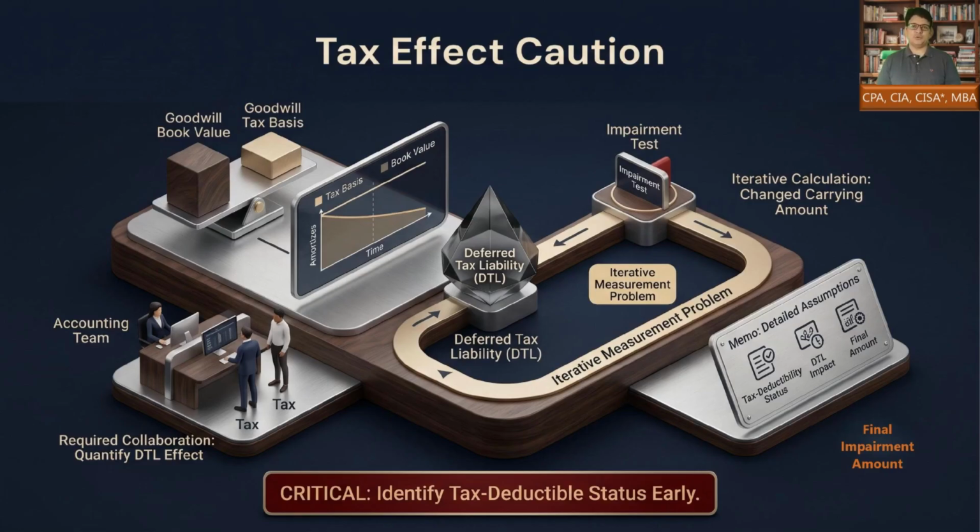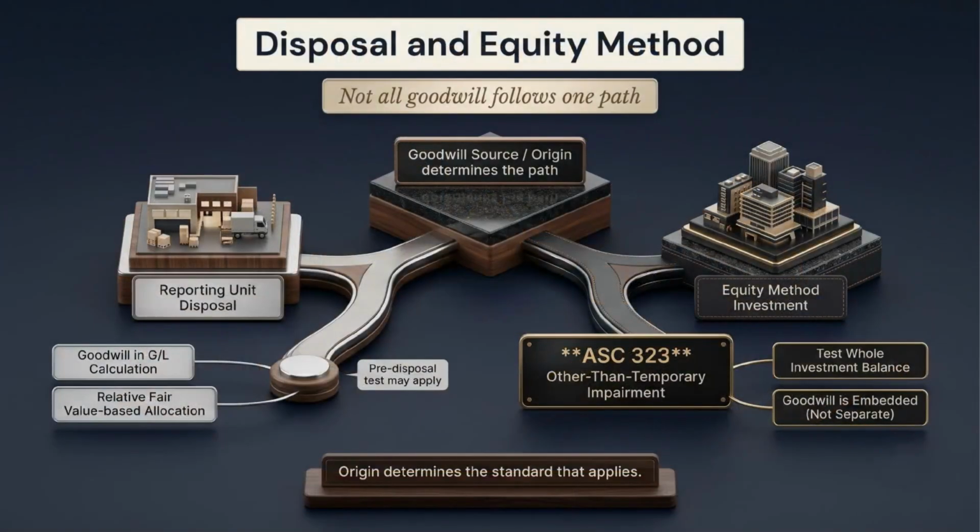The accounting memo should explain whether goodwill is tax deductible, how deferred taxes affect the measurement, and how the final impairment amount was derived. Not all goodwill follows the same path. If a reporting unit or part of a reporting unit is disposed of, the related goodwill may need to be included in the carrying amount used to calculate gain or loss on disposal. A pre-disposal impairment test may also be required.